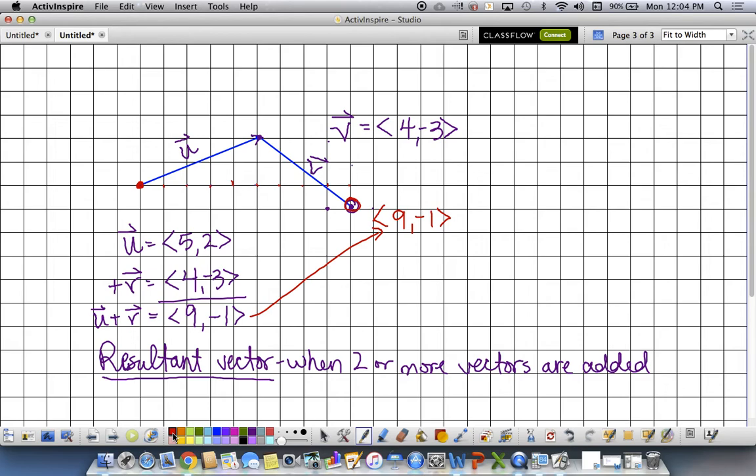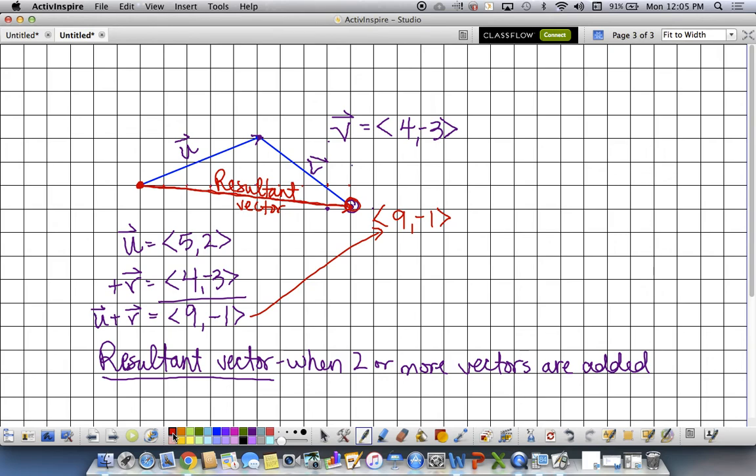Okay? They call this the parallelogram rule. Another way to find the sum of 2 vectors is to use the parallelogram rule. Meaning, if I draw a line from the initial point of one to the terminal point of the other when they're lined up, that is my resultant vector. Okay? And I can draw a parallelogram around it.